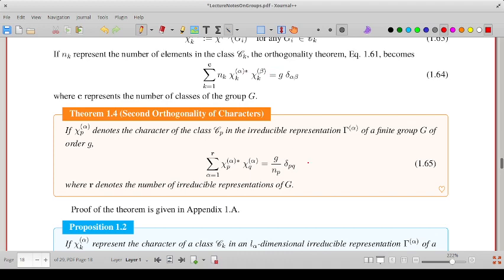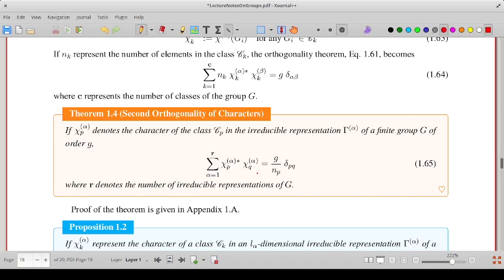Now here in the second orthogonality theorem of characters, we consider two fixed classes of the group, Cp and Cq, and then take the sum over all inequivalent irreducible representations. So that also leads to an orthogonality relation like this.